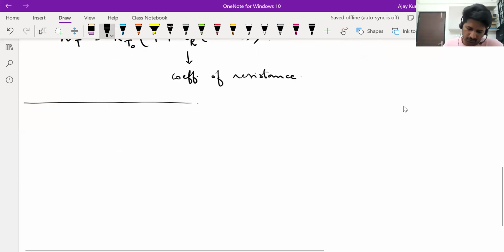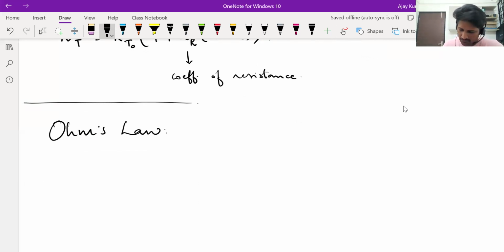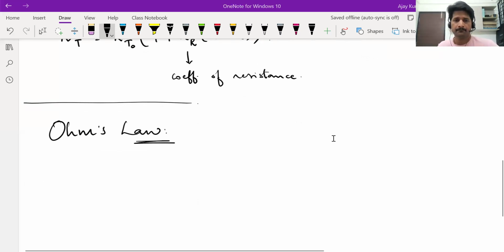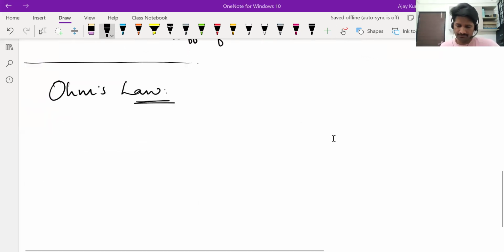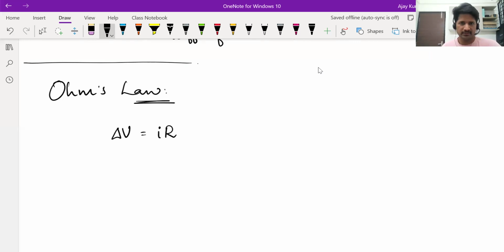Now yesterday we derived Ohm's law. Can one of you tell me the formula? Formula for Ohm's law. V is equal to IR. Why are Seshank and Yashmit so silent? Anyway, it's actually delta V is equal to IR. For convenience, we write it as V is equal to IR.